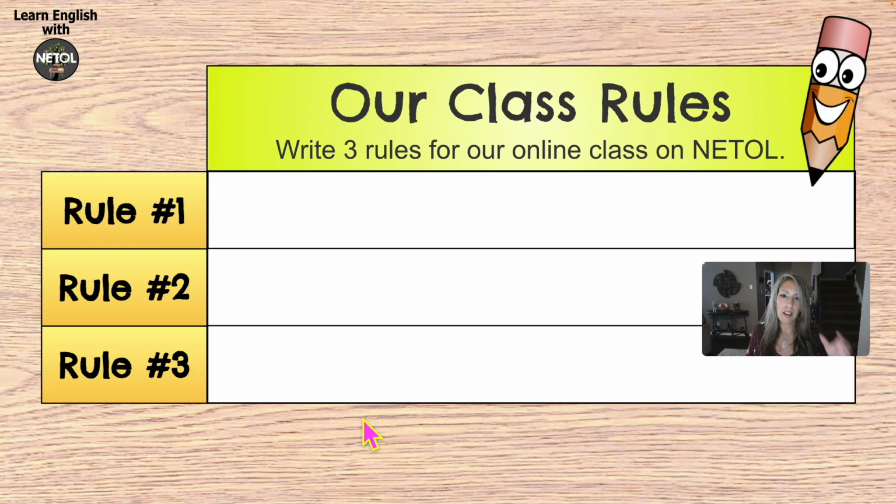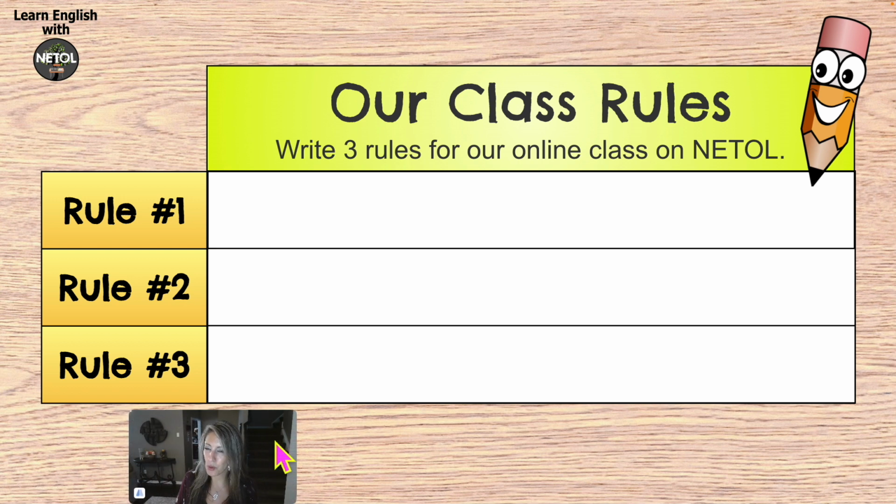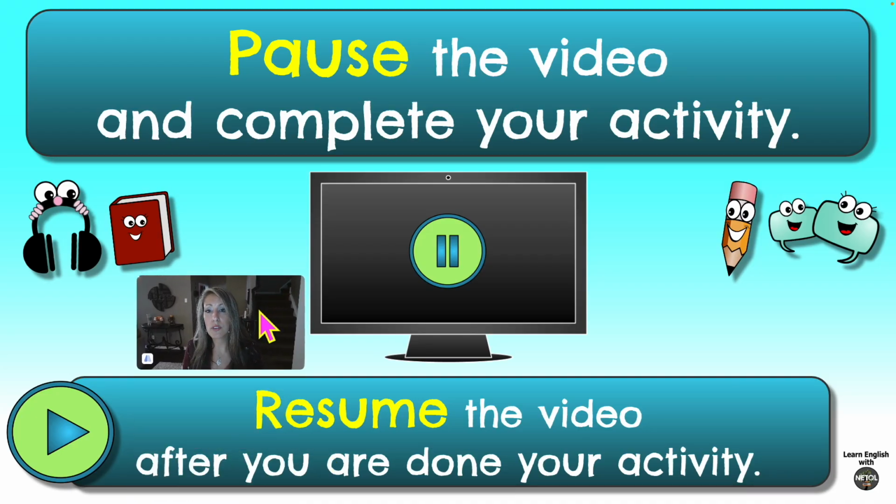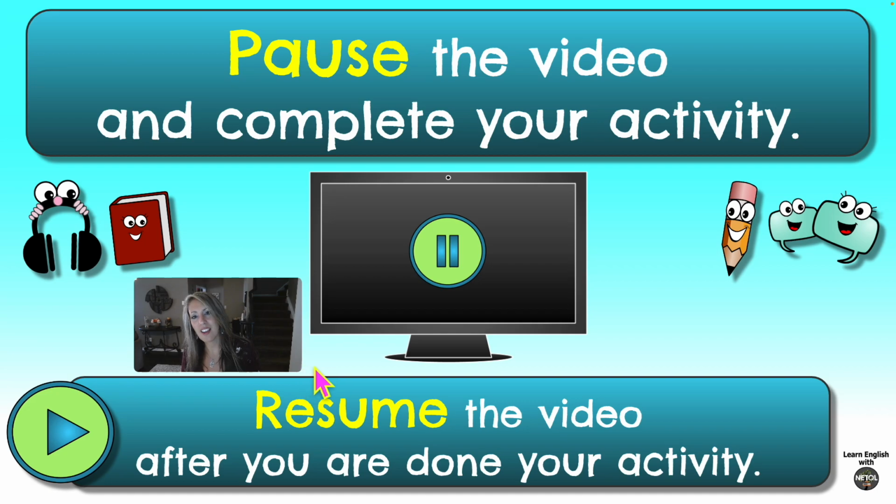So let's go back. Please complete this activity. Write 3 rules for our online class on NETOL. Please start all your sentences with a capital letter, spaces between words. Try not to have spelling mistakes and end your sentences with periods. When you're finished this activity, I will show you an example of 3 rules that one of our students wrote for us. Pause the video, complete the activity, and I will see you soon.